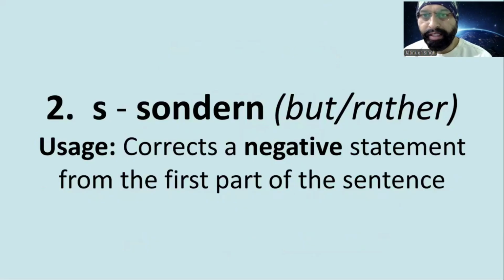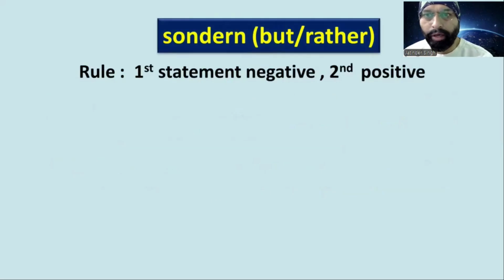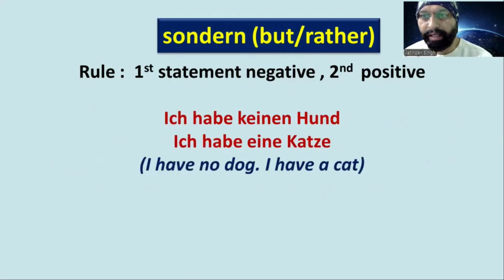Now we go further and see the second one, sondern. It means but, rather. Usage: it corrects a negative statement from the first part of the sentence. For example, if you have two different sentences, the first sentence you write in the negative and the second sentence in a positive way. How? I will explain in the next slide. See, sondern, but rather. The rule of this conjunction is that the first statement will always be negative and the second will be positive. Let's see an example.